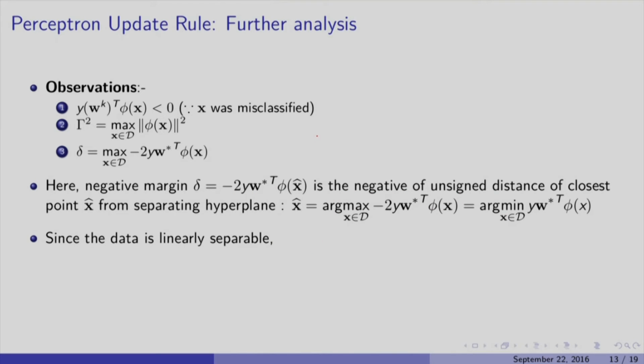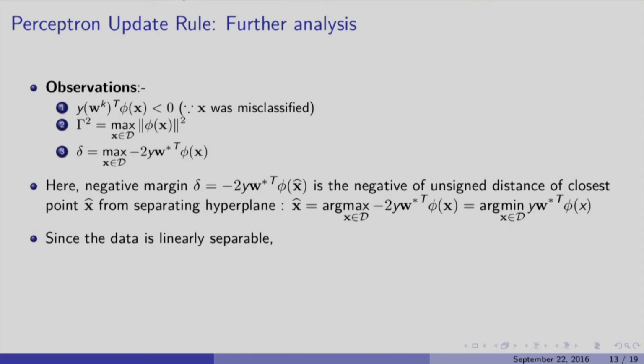We will make the following observations. First of all, as already pointed out, x comma y was misclassified, and therefore this unsigned distance should be negative. This is with respect to w from the kth iterate. Related to the first point is also the fact that w star should classify all the points correctly. w k didn't, but w star will, and since w star did, we could consider the distance of the closest point from w star.